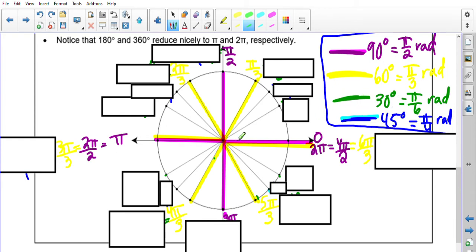All right, so let's begin. Let's start with the first 30 degrees, which is right here. Right there, this guy is just pi over 6.